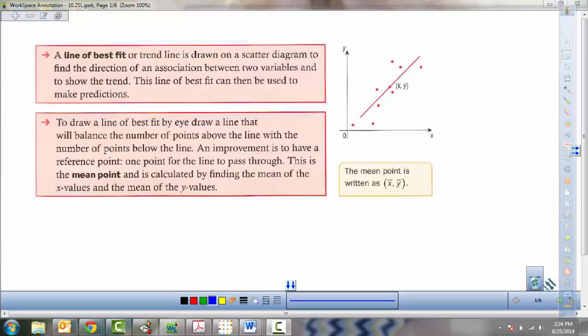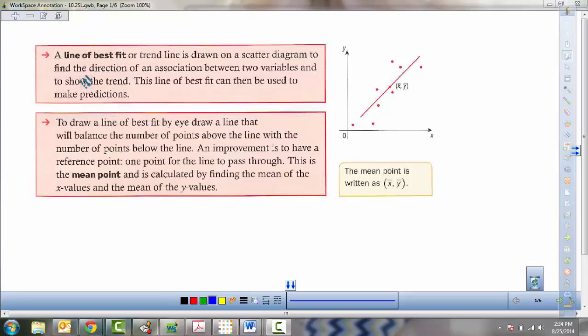Okay, so we're going to continue our work with scatter plots and bivariate data. We're going to look at actually putting a line to a scatter plot. And what we're looking at is a line of best fit. It's not going to be perfect. It's going to be a line that approximates the trend of that data.